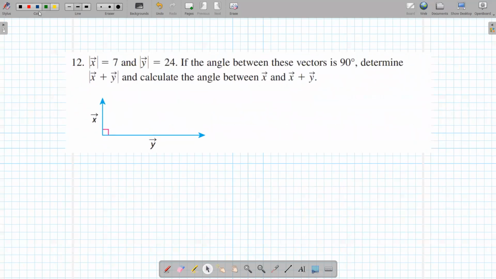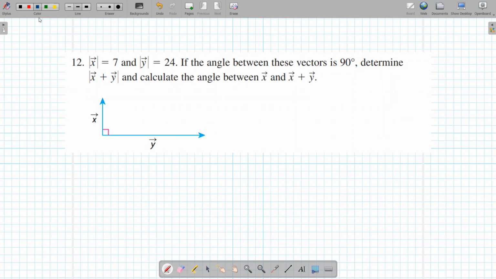So we're given two vectors x and y. X is 7, y is 24. Is x plus y going to be 31? It's a question for you. Is x plus y going to be 31? No, it's not going to be.